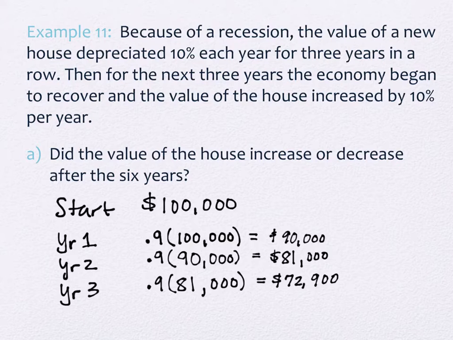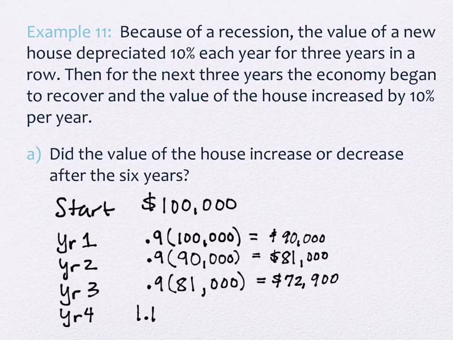The homeowners are not good at this point. This is bad news, right? They've lost almost $30,000 in the house at this point. Not good. But thankfully, it just describes that on year 4, it's going to go up in value. So now instead of taking 10% away, we're going to add 10% to what we had. So we had 100%, we have 10% more, that's 110%. And 110% would be the decimal 1.10, or you can just write 1.1.